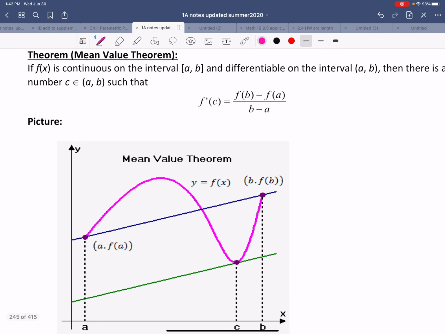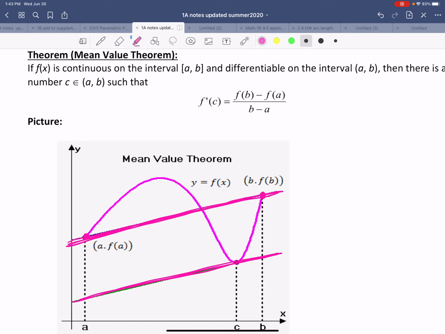Okay, let's see. So here is my function. I'm considering points A and B. This is the secant line. The slope of the secant line would be equal to the slope of the tangent line at a point c in the interval. So those two slopes will be equal. The tangent line and the secant line will be parallel in that interval. The point c lies in the interval AB.